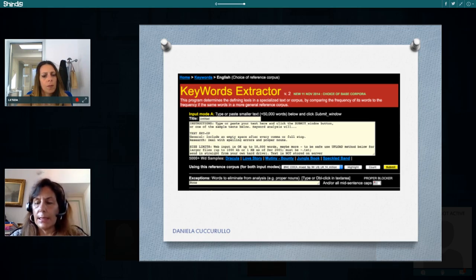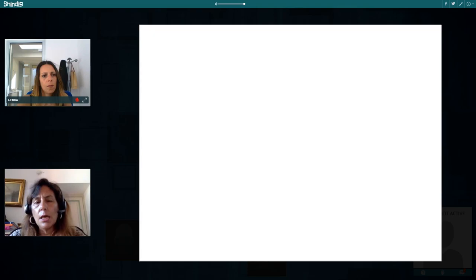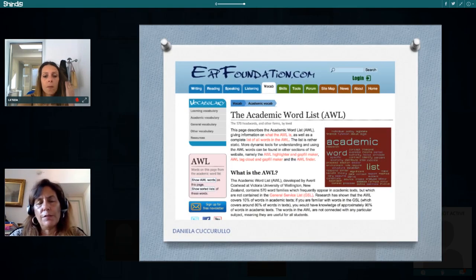Next, always working on words, but from a specific perspective, is the vocabulary from the academic word list, which is a list of words in a very high position that can be found in different sections of the website with tag cloud or graphics or whatever you want. So you can exercise different skills, reading, writing, speaking, or also vocabulary, and work at a very high level on language to improve your students' language competencies.